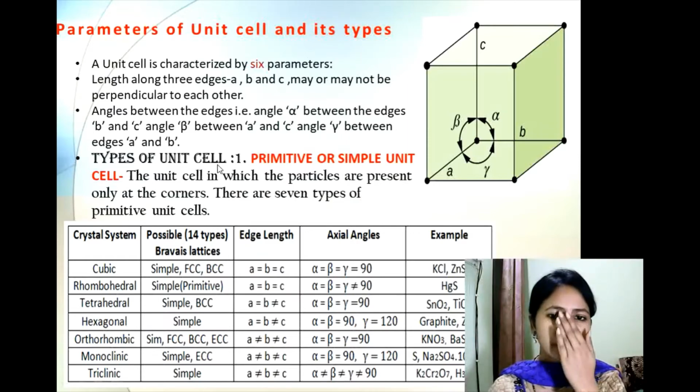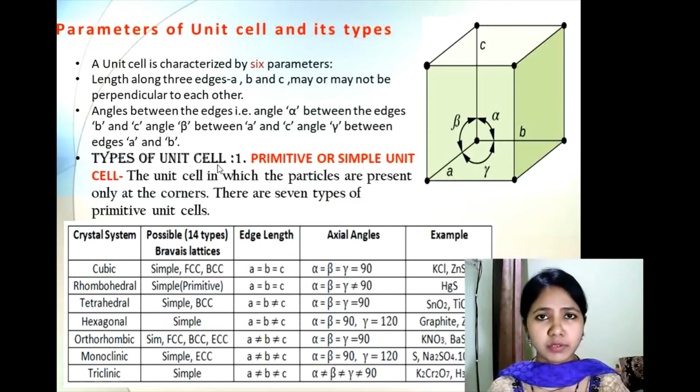See, the first one is the primitive or the simple unit cell. What is this primitive or simple unit cell? Now, in a primitive or simple unit cell, the constituent particles are present only at the corners. Remember, only at the corners, not in any other position of the unit cell. So here it is also given that the unit cell in which the particles are present only at the corners, we call it a primitive or simple unit cell.